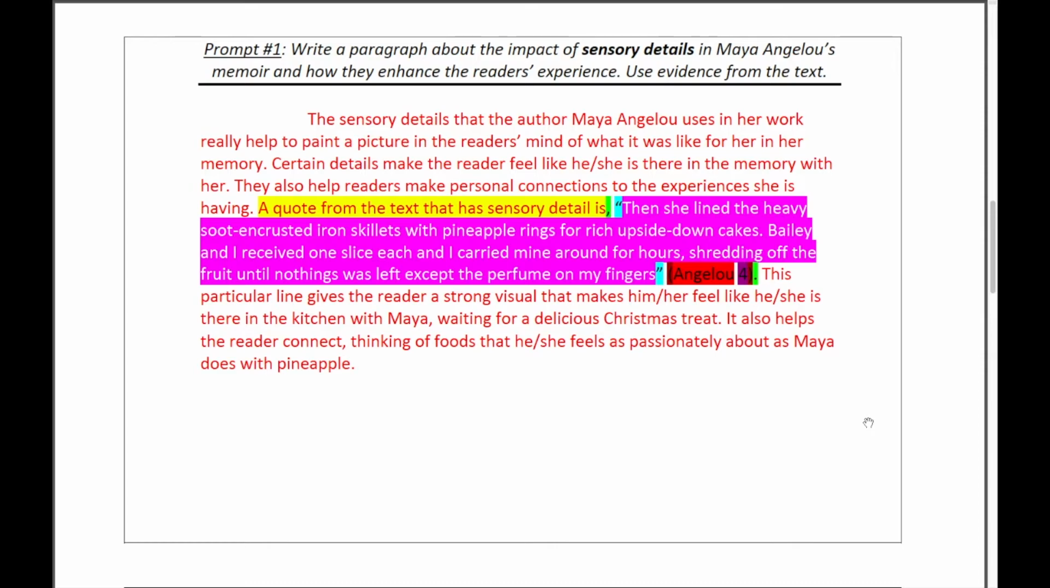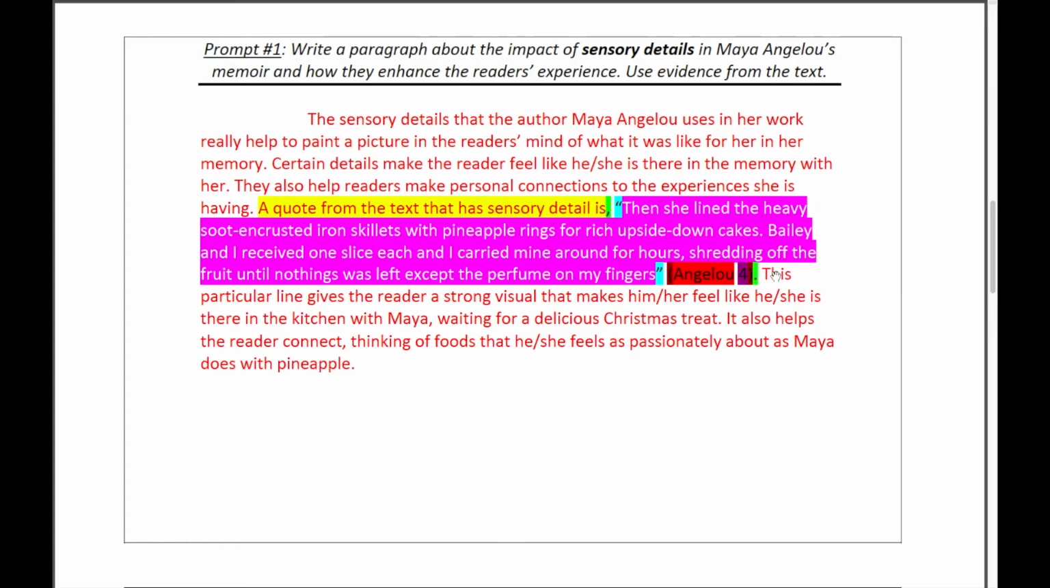Now, I'm going into the memoir, I Know Why the Caged Bird Sings, that we read earlier this week that I read to you with the audio, and we're pulling an example from the text of a sensory detail, and we're using our citation format that we learned in our video yesterday to add it into our own work. So we're starting with our lead-in. A quote from the text that has a sensory detail is, comma, quotation mark. Now I'm dropping in the author's words. I'm pulling a line that shows a lot of sensory detail. I get to the end, I kick out that punctuation, quotation mark, parenthesis, author last name, page number, and parenthesis, and period.